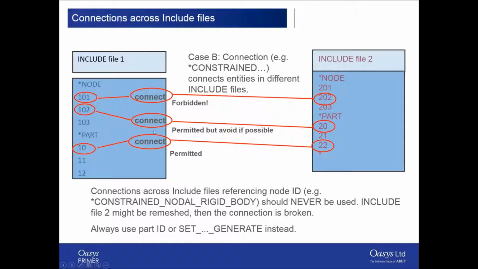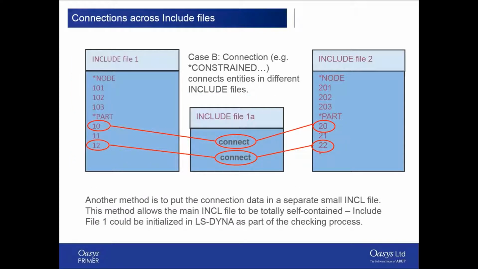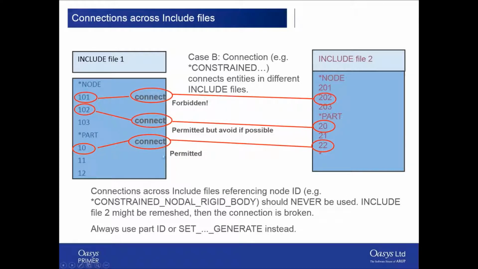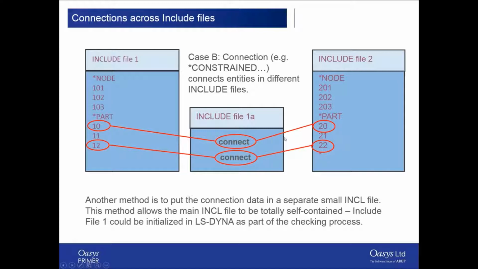So here we might have a constrained rigid body that's connecting together these two parts, for example. And what's often even better for those connections, instead of, as in the previous example, having these connections live in one of the include files, is that these connections live in a separate include file. This would contain maybe the constrained rigid body or the extra node, and then the things that are referenced live in the individual include files. And that keeps include file 1 and include file 2 here completely self-contained entities.